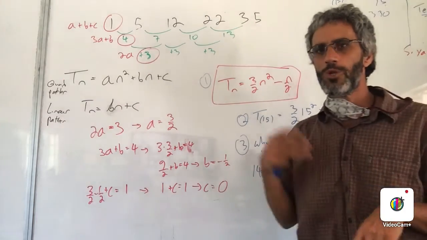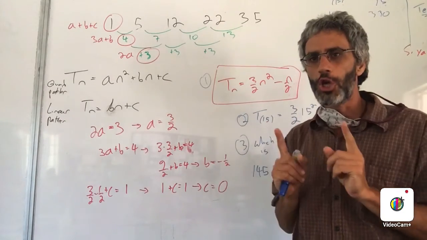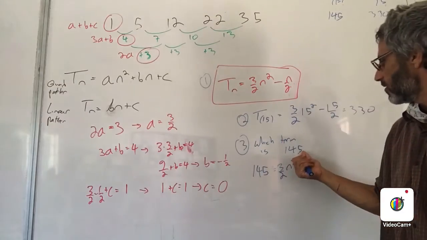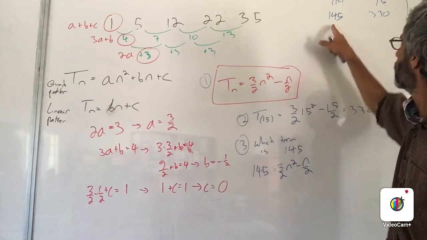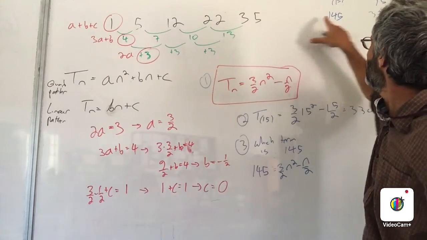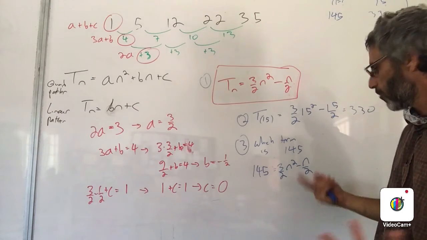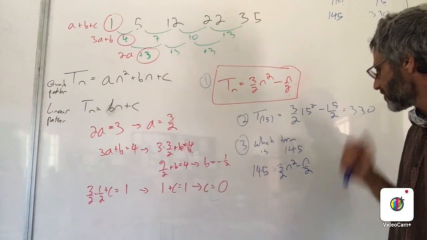The third question, which is harder than the second question, is which term, in other words, what is n for 145? So we got 145 somewhere here. Hopefully, if Simon didn't make a mistake, it's somewhere here. We need to find n. So how do we solve that?